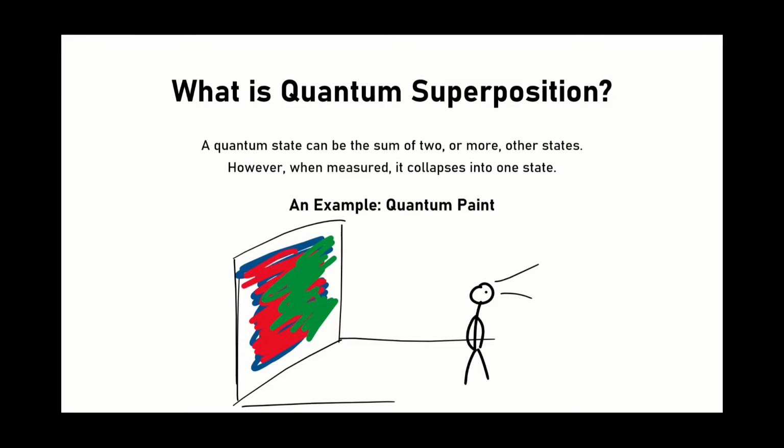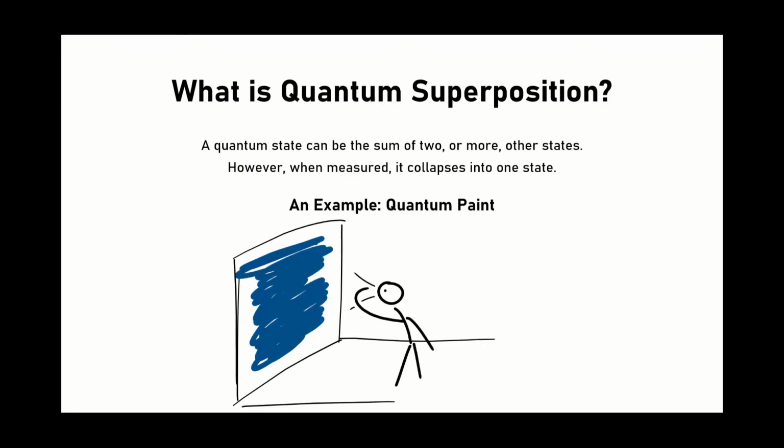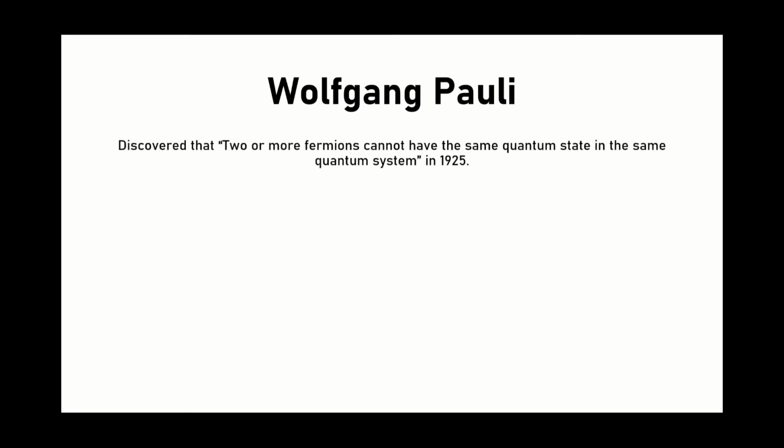However, once you turn around again, it collapses into one random state, in this case blue. Now Wolfgang Pauli also discovered something crucial to know. He discovered that two or more fermions cannot have the same quantum state in the same quantum system. Now a fermion is a particle with half integer spin, but one of the most famous examples of a fermion is the electron. He named this discovery the Pauli exclusion principle.